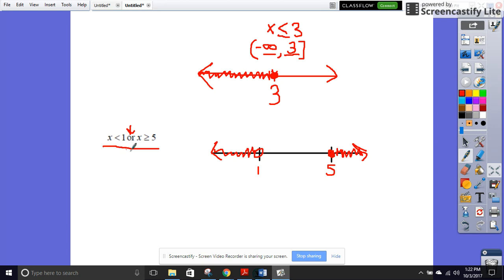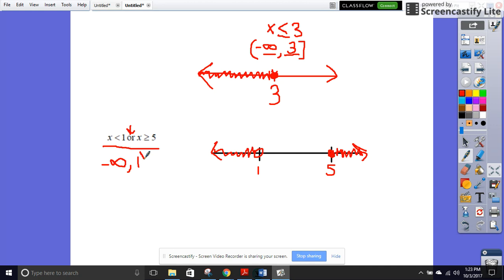You just do them separately. You do 2 separate ones. Just like this is 2 separate inequalities, you do 2 separate intervals. So the first interval starts over here at negative infinity, and it stops at 1. Okay, starting place, stopping place. Starts at negative infinity, stops when I get to 1.